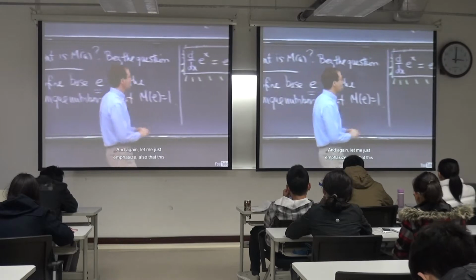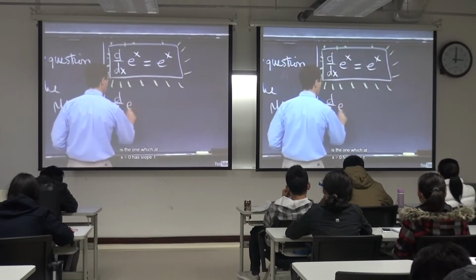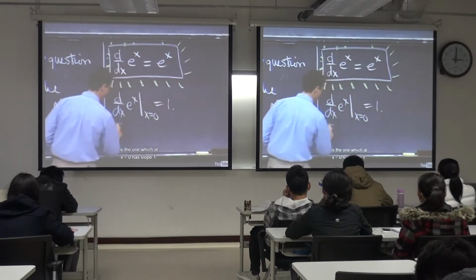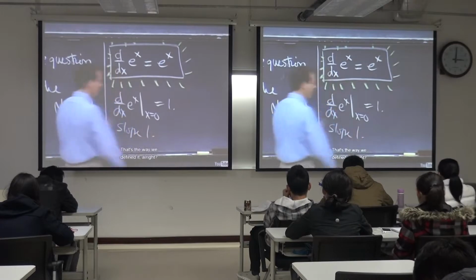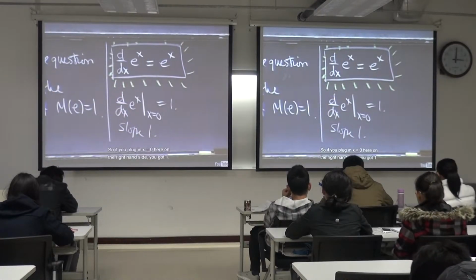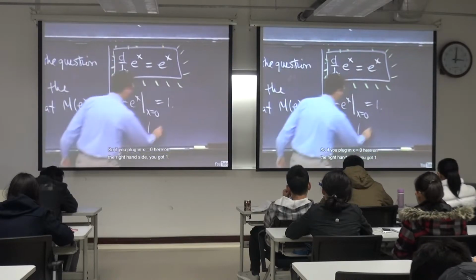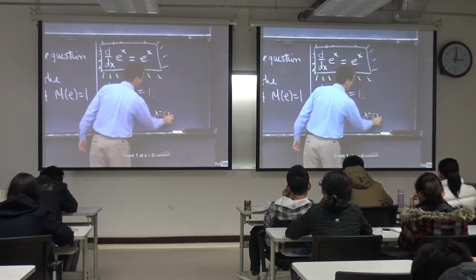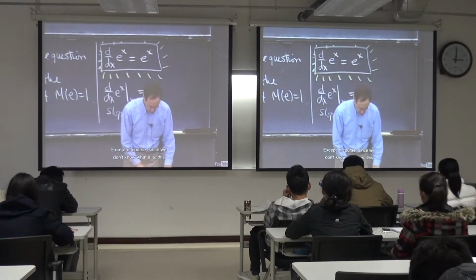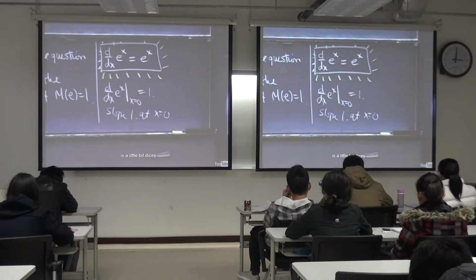And again, let me just emphasize also that this is the one which at x equals 0 has slope 1. That's the way we define it. All right? So if you plug in x equals 0 here on the right-hand side, you get 1. Slope 1. All right, so that's great. Except, of course, since we don't know what e is, this is a little bit dicey.